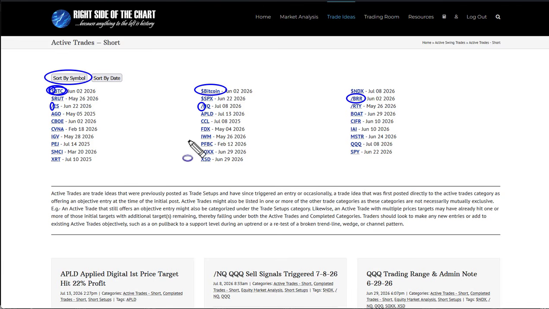Alphabetical. Okay, maybe I didn't tag any with IBIT. I've really been focusing on the actual current trade at this point in time, which is Strategy, MSTR. So we'll get to that in a second.